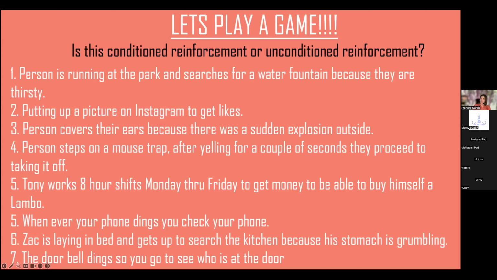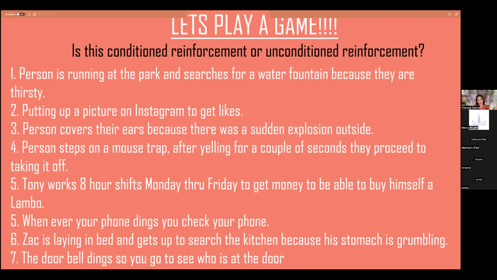Okay, so this is also just to get you guys thinking. I'm going to read over some examples, then give you a couple of minutes to read them over and answer the questions on your own. So let's play a game. The objective here is to determine if the statement that's being made is conditioned reinforcement or unconditioned reinforcement. Number 1, a person is running at the park and searches for a water fountain because they are thirsty.